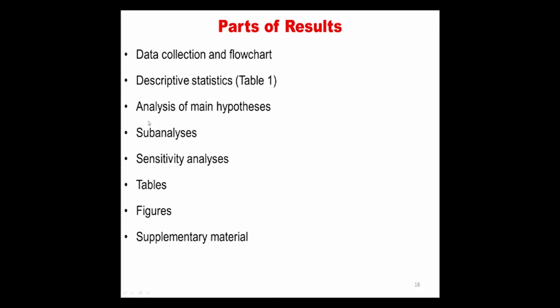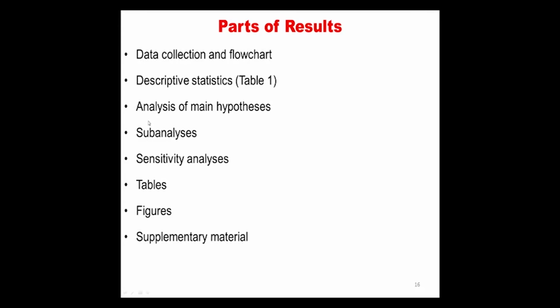You want to have a table which will provide descriptive statistics. This gives the reader a sense of who's actually being studied here. How old are these people? How many of them are men? How many of them have had heart attacks before or whatever?